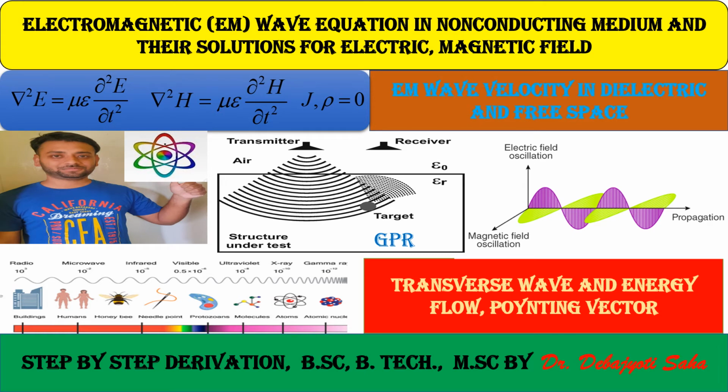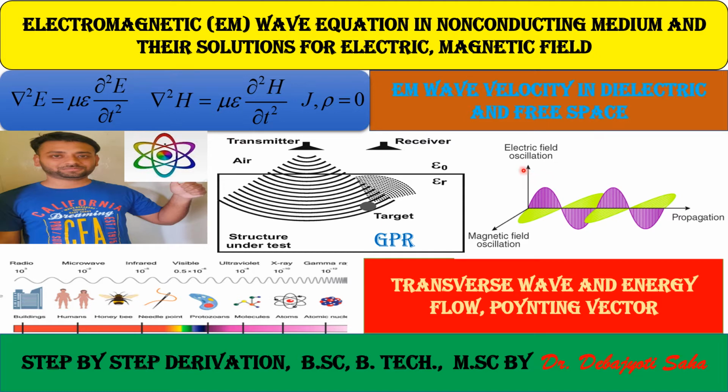So hello everyone. In this lecture I am going to tell you about the electromagnetic wave equation using the help of Maxwell's four equations. In my last two lectures I have discussed in great detail the physical interpretation and how to derive Maxwell's four equations, and from those four equations we can get the wave equations in a non-conducting medium. That means the total current density is equal to 0 and we assume the free charge density is also 0. Then we'll discuss the electromagnetic wave velocity in the dielectric as well as in free space.